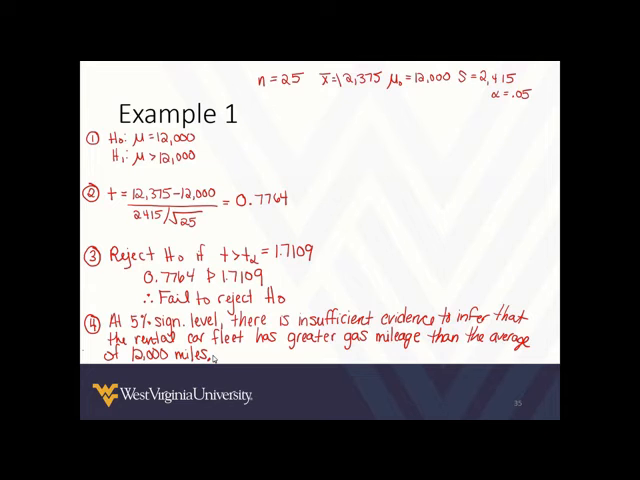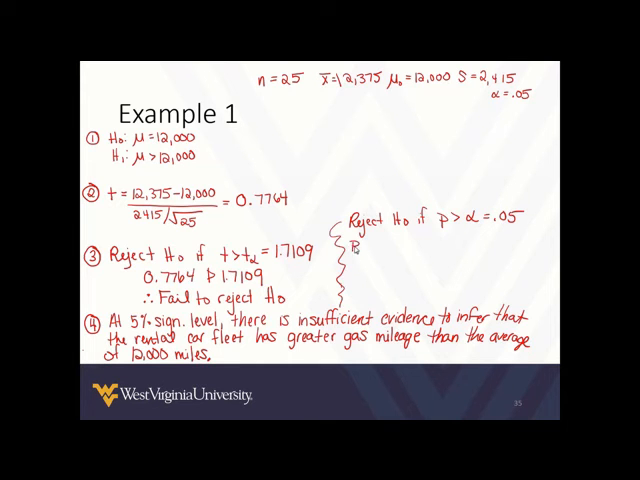Very good. So that brings us to the end of example 1, except I would like to go ahead and take a look at the p-value method just so we can have some practice with it. With the p-value method, we need to know our degrees of freedom and our test statistic. Our test statistic is 0.7764, and we have degrees of freedom of 24. So we may recall that we would reject our null hypothesis if p is greater than alpha, which is 0.05.